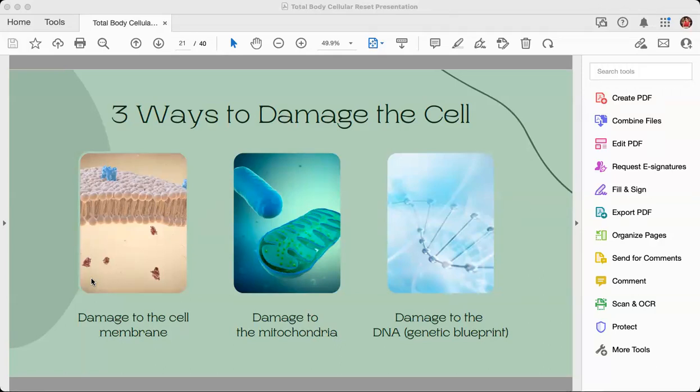Damage to the mitochondria can happen through EMF exposure. So you might feel drained, fatigued, things like that, because you're not producing energy as efficiently as before the exposure. And then damage to the DNA can happen through dietary mutagenic chemicals, ultraviolet and ionizing radiation, and also heavy metals. Again, these are just a few examples of how the damage can happen. I'm sure there are others, but I just wanted to give you examples.